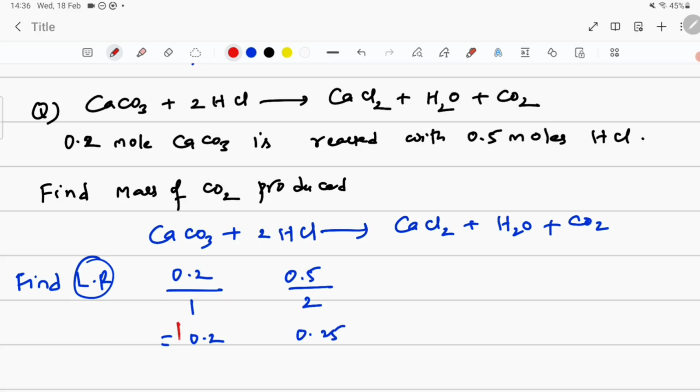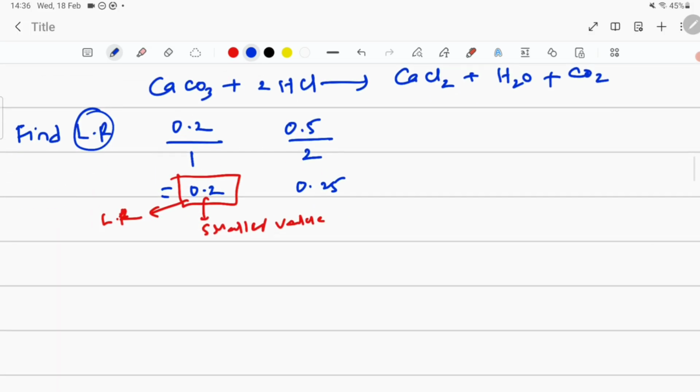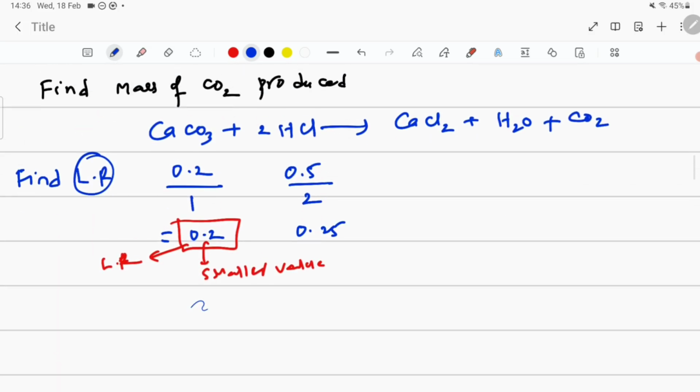So which is the lower value? Here 0.2 is the lowest value. Whichever is the smaller value, that particular chemical substance acts as the limiting reagent. Now by using the limiting reagent concept, you have to calculate the remaining question. So 1 mole of CaCO3 upon reaction can produce 1 mole of CO2.